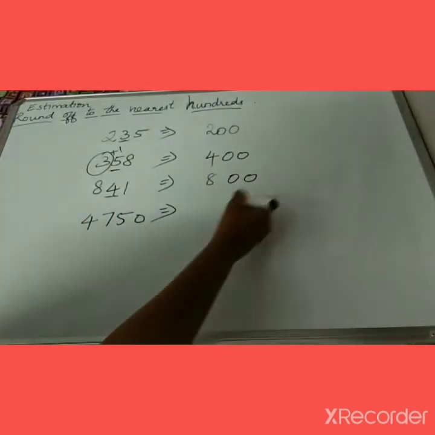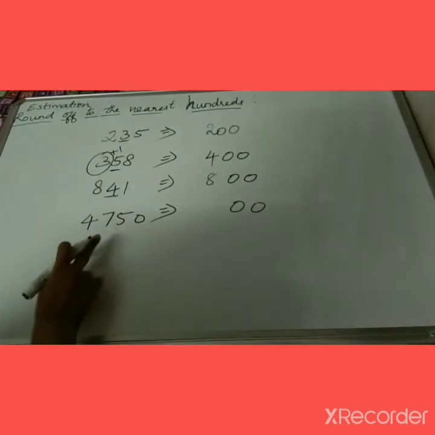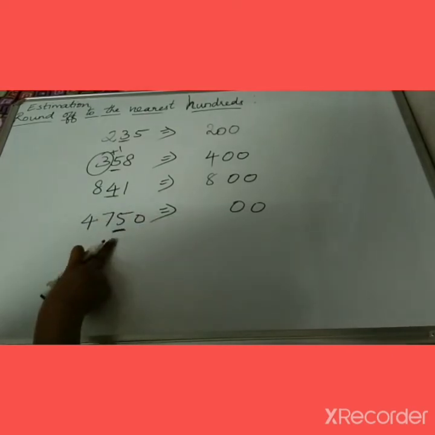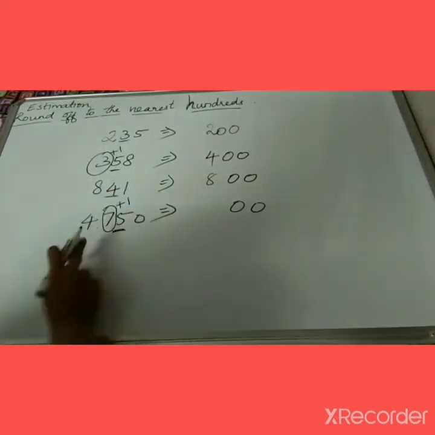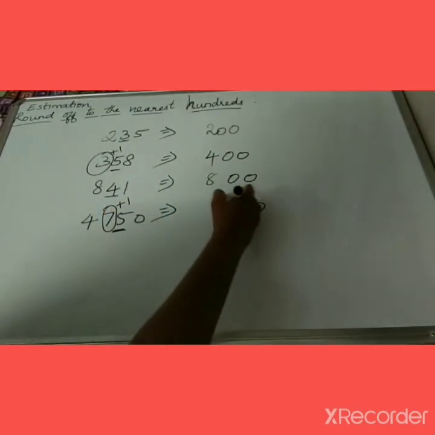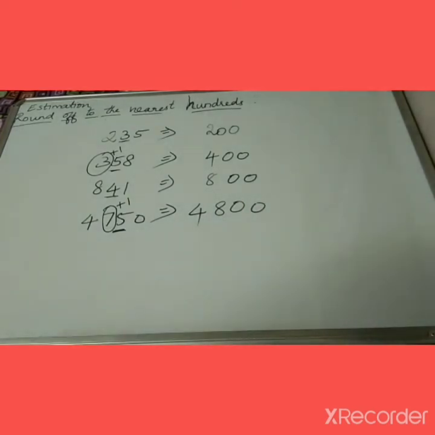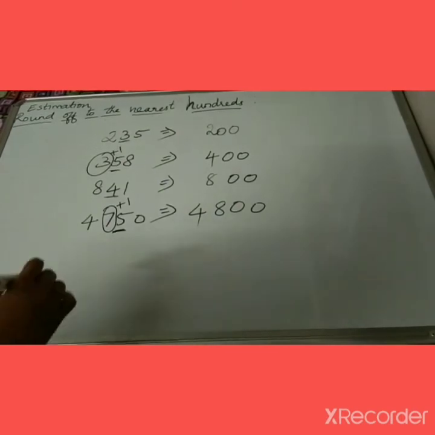4750. In the same way, in the last two places we will have 0 and we have to look at the number in the tens place. If the tens place number is 5 or greater than 5, then we will add 1 to the previous number. So the previous number is 7. 7 plus 1 will be 8 and this 4 we will put as such. Clear? Now one more example, a 5-digit number.